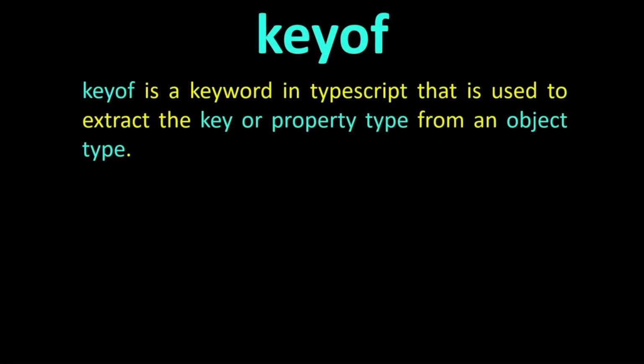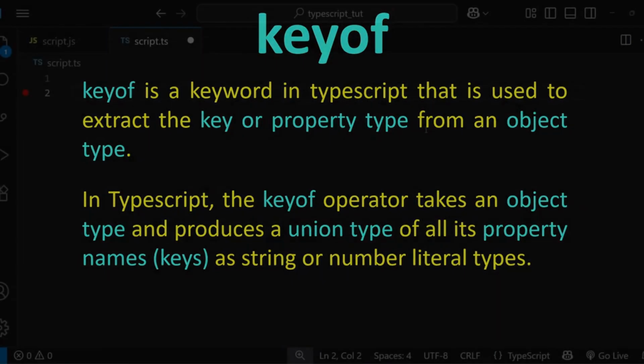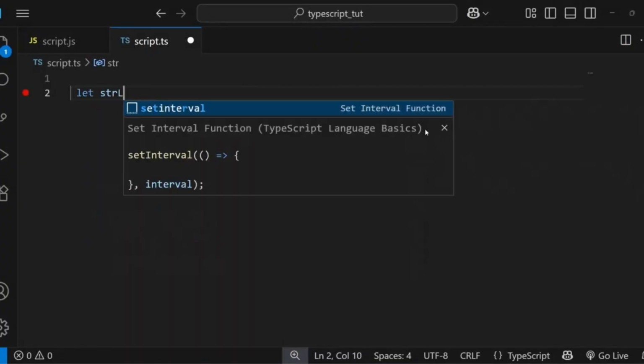As we have seen, in TypeScript, the keyof operator takes an object type and produces a union type of all its property names, keys, as string or number literal types. So, what do string literals and number literals mean? Let's understand through an example.